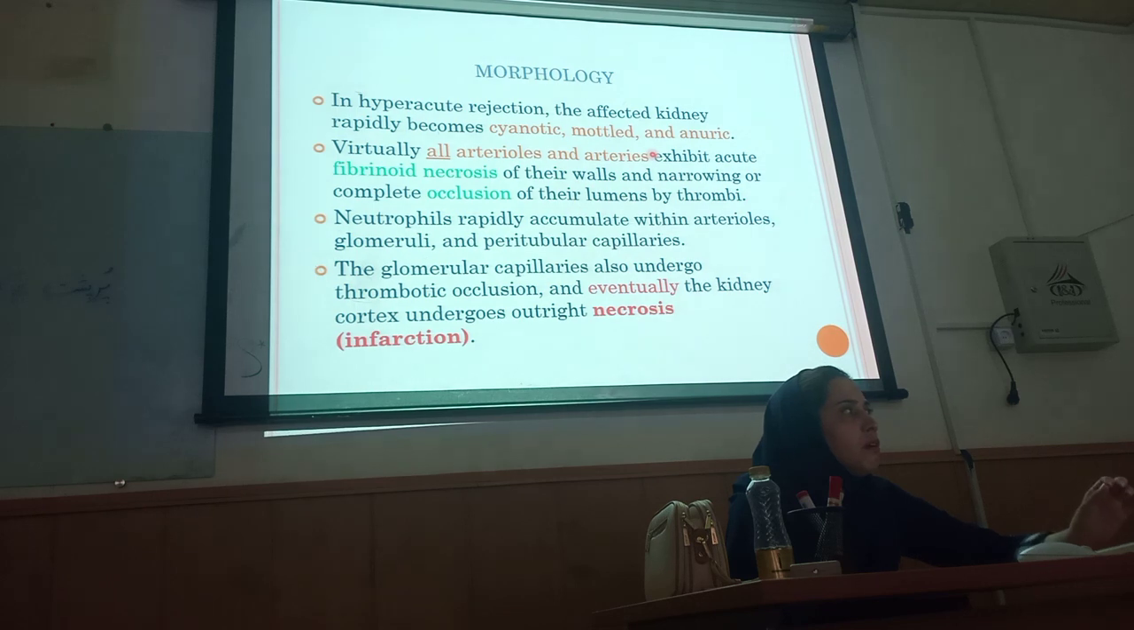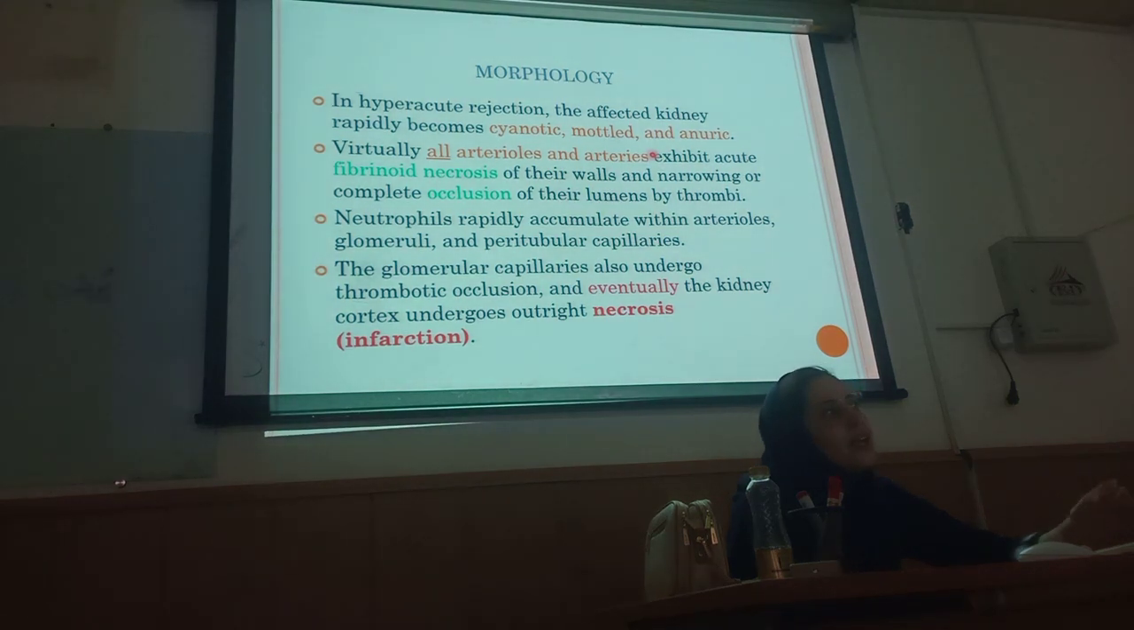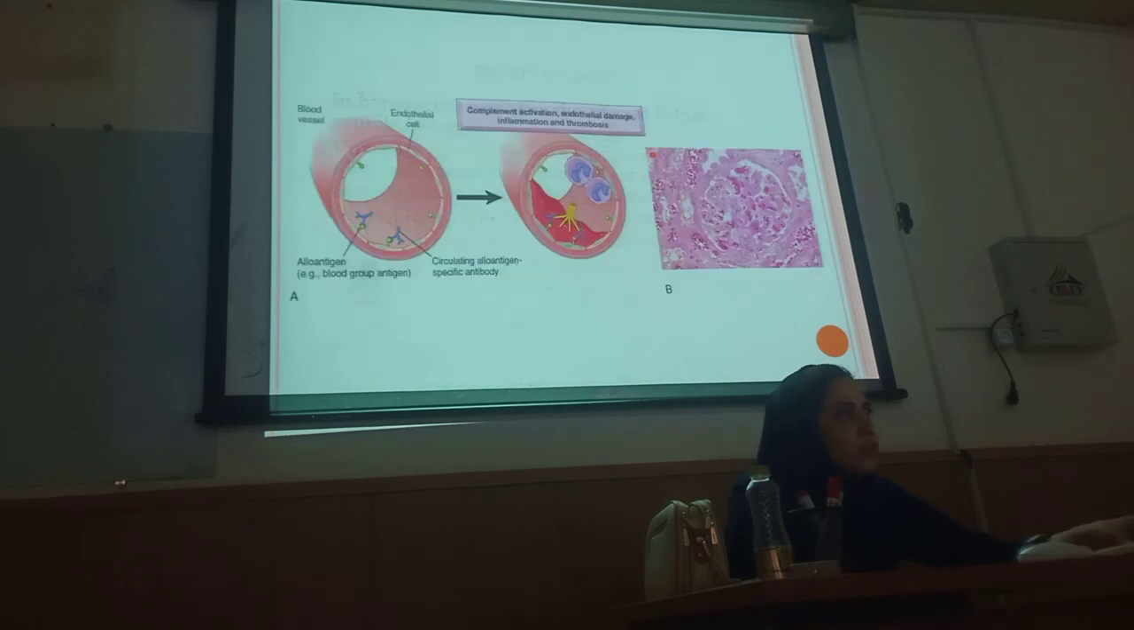Morphologically, for example, if the graft is a kidney, it rapidly becomes cyanotic or anemic, and there will be fibrinoid necrosis, occlusion of the lumen of the vessels, and eventually we will have necrosis of the organ.